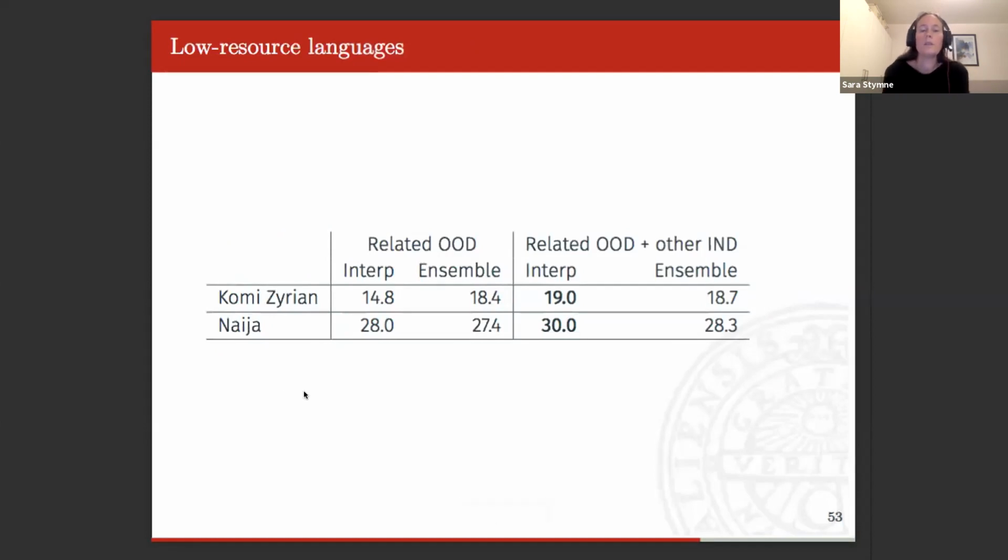Here's also the result for these 2 low resource languages. So we can't really use the proxy treebank unless we just make a guess, because we don't have any development data. So we're just comparing interpolation and ensembling.